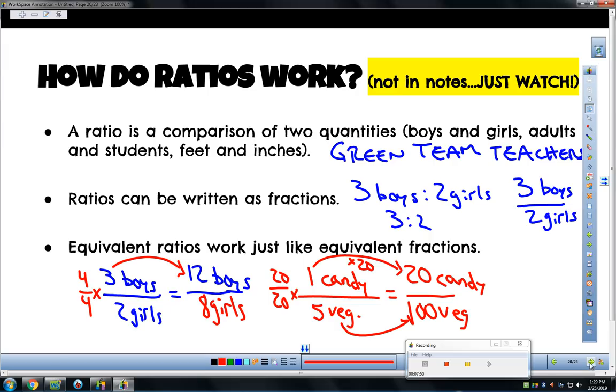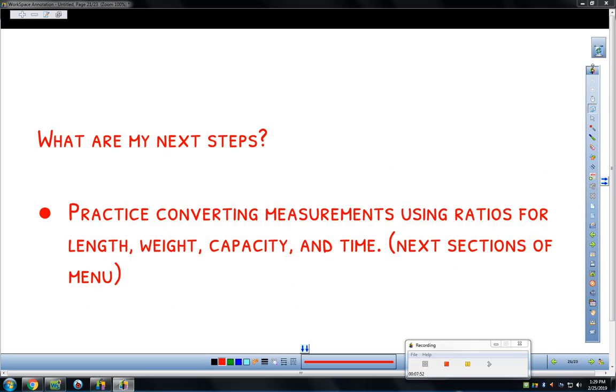So your next steps would be to practice converting measurement using ratios for length, weight, capacity, and time, which are the next sections of the menu. This is just your introduction.